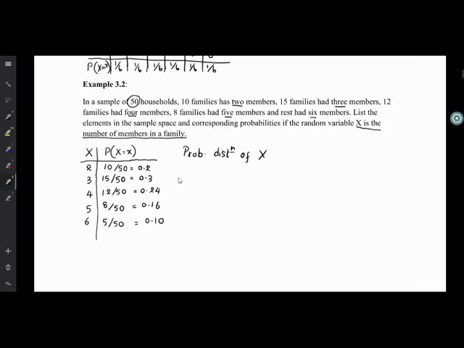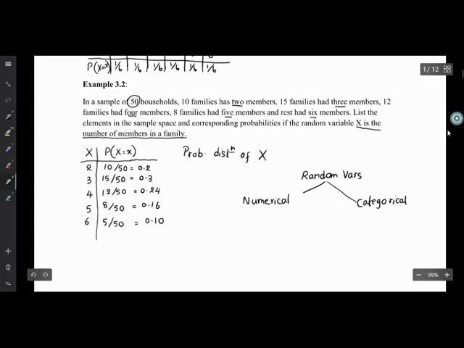Now let's try to define exactly what a probability distribution is. Before we do that, I will remind you how we categorize random variables. If you can remember, random variables can be either numerical or categorical. In this chapter, we are going to consider only the numerical variables. They can also be divided into continuous and discrete.